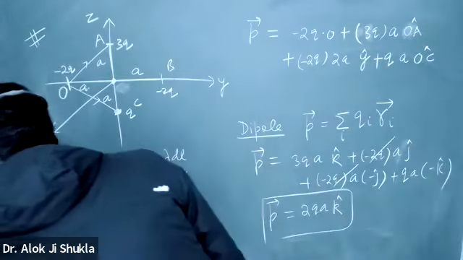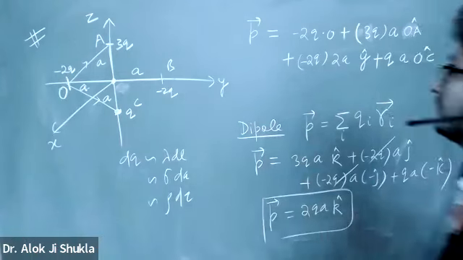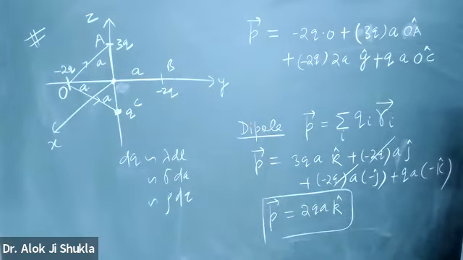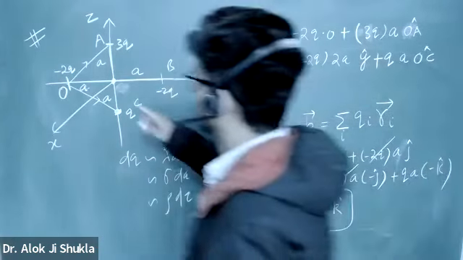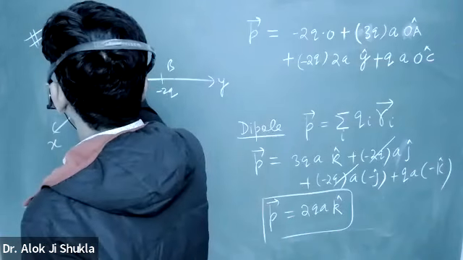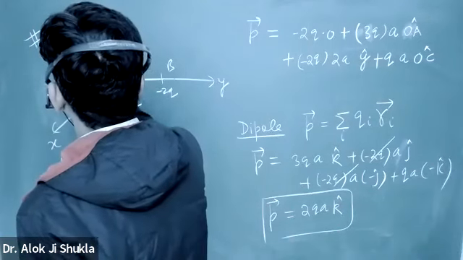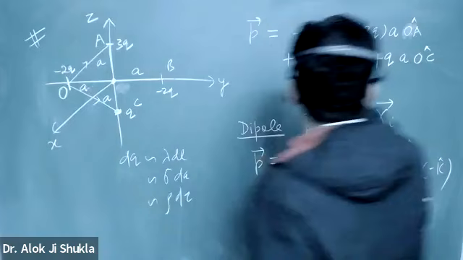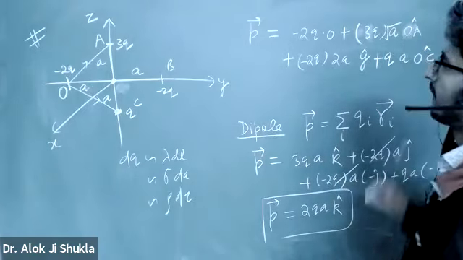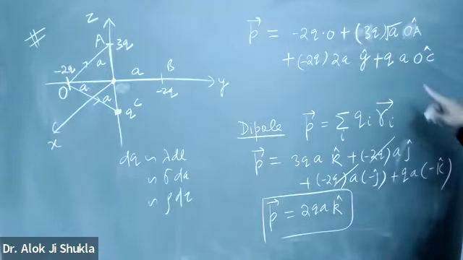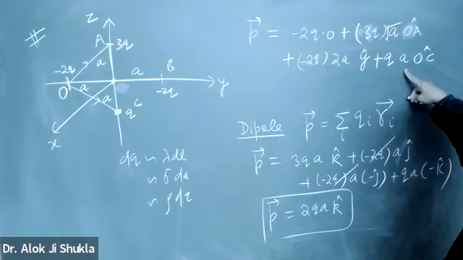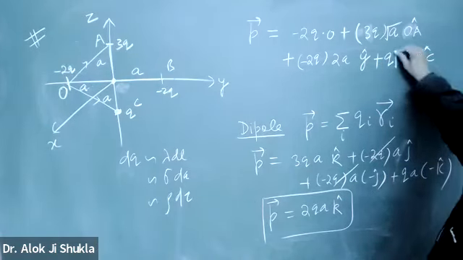Sir, won't root 2A come? Why OA? Yes, sir. Oh, I am sorry. This is root 2A. Actually it was written so, and I misread it. So this is A, this is root 2A, and this is also root 2A, correct? Yes, sir. Root 2A.